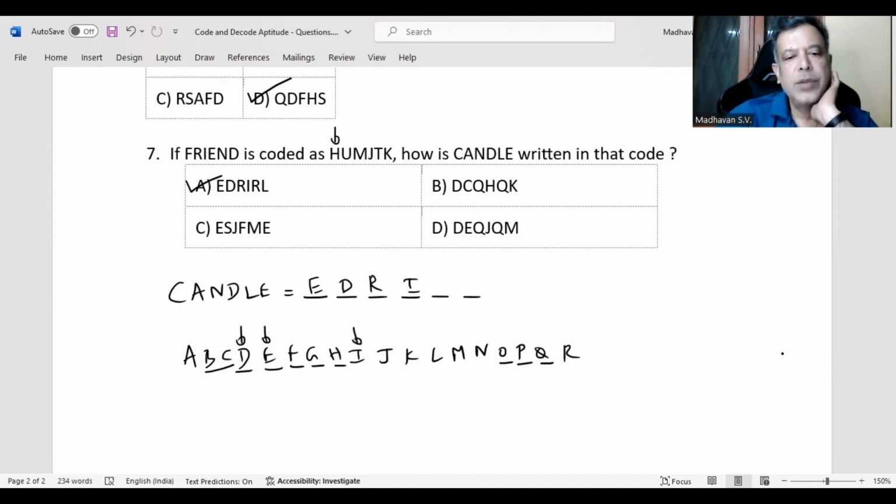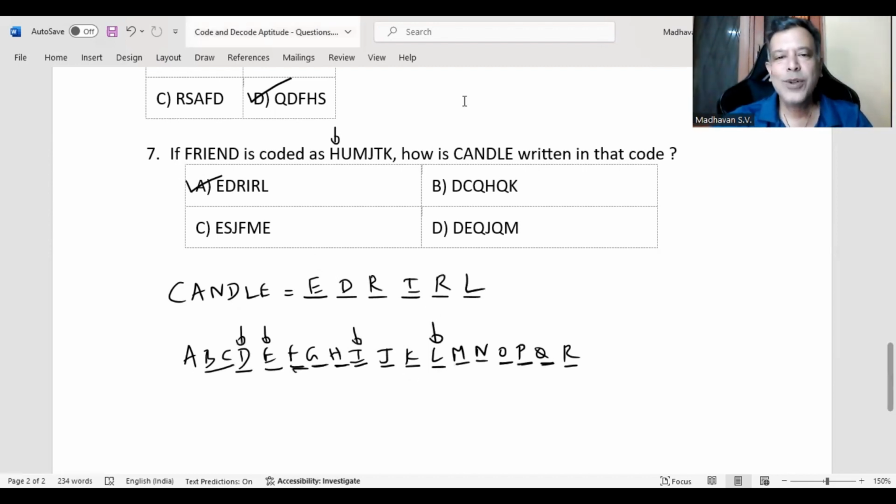For L, I should skip 5 letters, 1, 2, 3, 4, 5. I should write R. For E, I should skip 6 letters, 1, 2, 3, 4, 5, 6. And I should write L. So for candle, it is matching. Whatever we ticked earlier, it is matching. That is how we do coding and decoding type of aptitude questions.